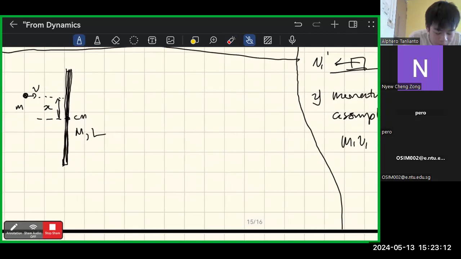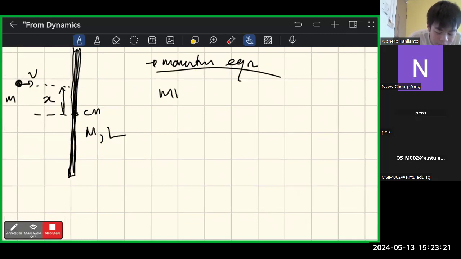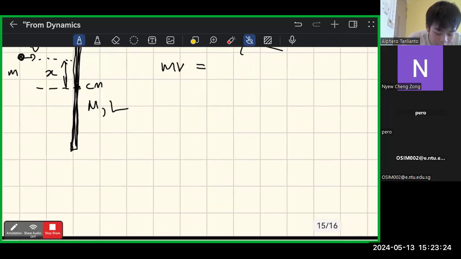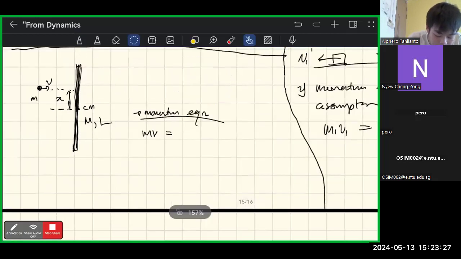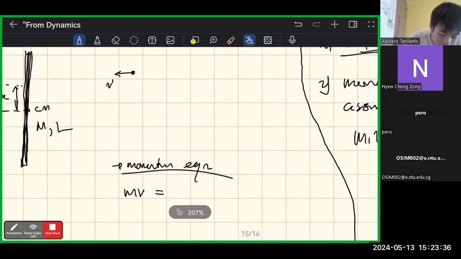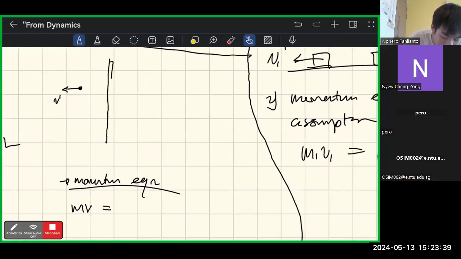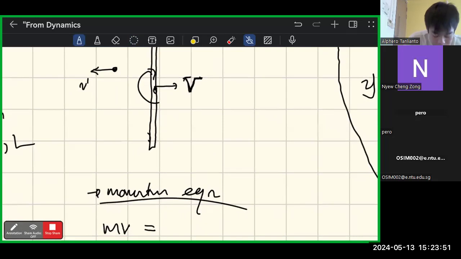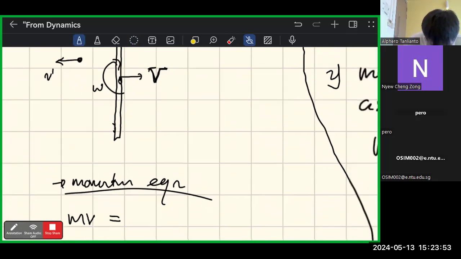But first we have to write down the momentum equation. The momentum equation here is mv equals, after the collision, I want to decide where both of these go. I will decide that after the collision, the particle moves to the left with the velocity v prime, and the rod will move to the right with the velocity, the big V here, and the rotational angular velocity omega.